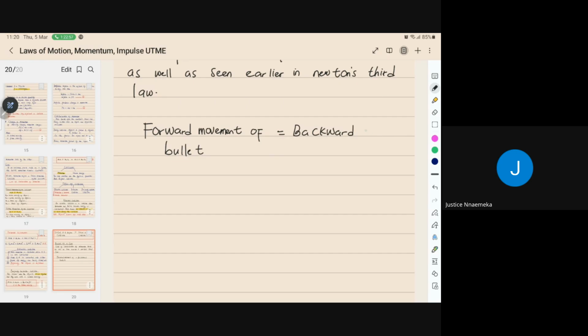So that's the backward movement. But for Titi and the Meso, that one is very obvious.